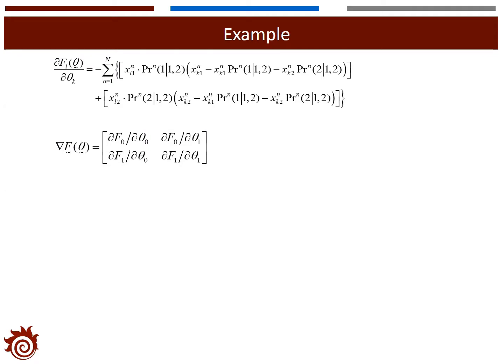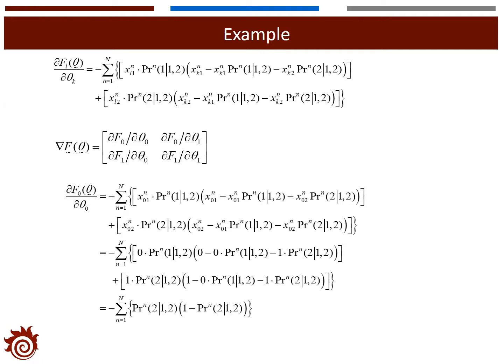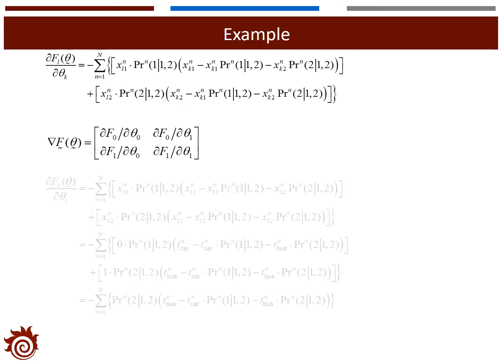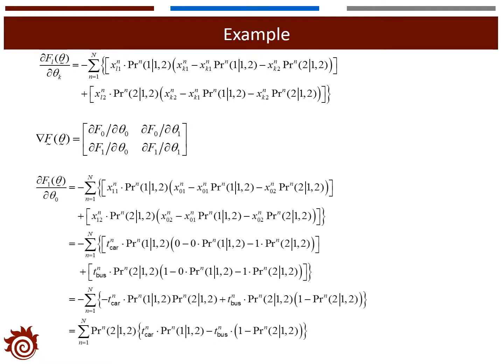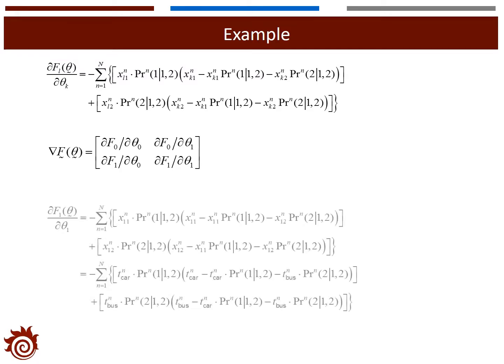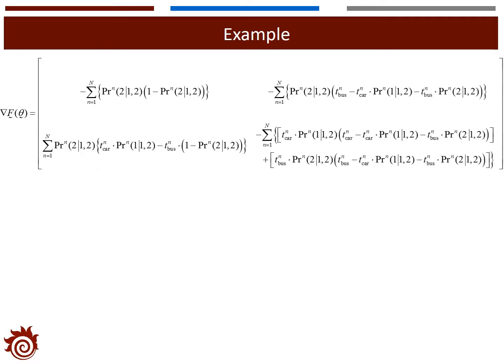Then we can find out the expression of each element in the gradient matrix. And this one shows the formula for partial f0 over partial theta 0. And similarly, we can get partial f0 over partial theta 1. Partial f1 over partial theta 0. And then finally, we have partial f1 over partial theta 1. Summarizing all the results, we'll get a matrix for the gradient of F theta.